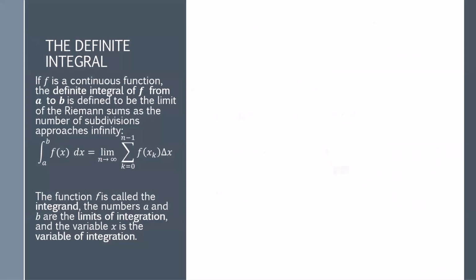So if f is a continuous function, the definite integral of f from a to b is defined to be the limit of the Riemann sums as the number of subdivisions approaches infinity. So the integral from a to b of f of x dx, the definite integral from a to b of f, is equal to the limit as n approaches infinity of the sum where k equals 0 to n minus 1 of f of x_k times delta x. The function f is called the integrand. The numbers a and b are the limits of integration, and the variable x is the variable of integration.